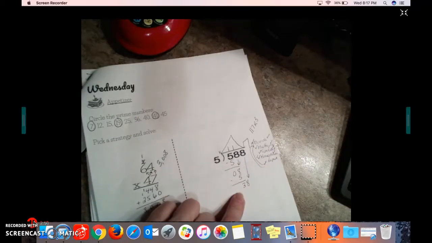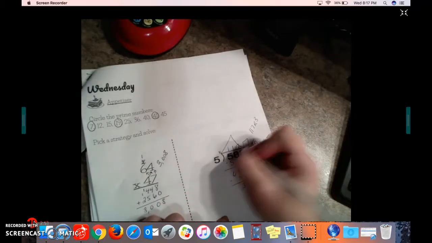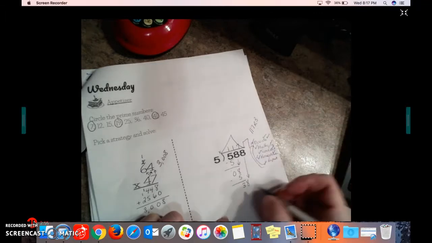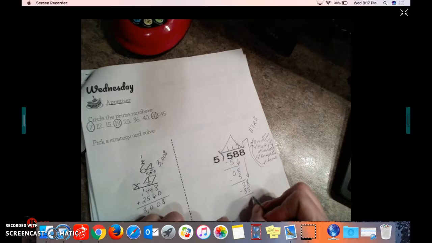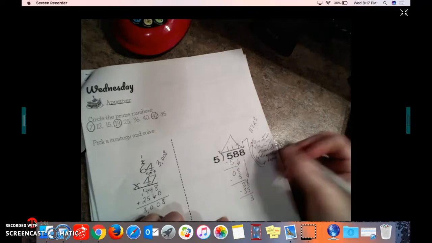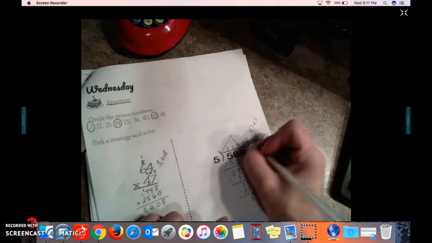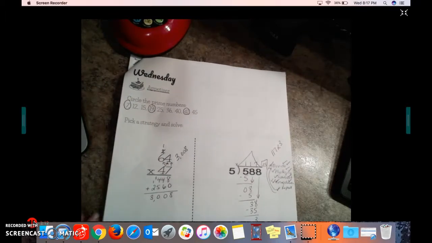5 goes into 38 7 times. 7 times 5 is 35. 38 minus 35 is 3. I have nothing left to bring down, so this becomes a remainder of 3. So 117, remainder 3.